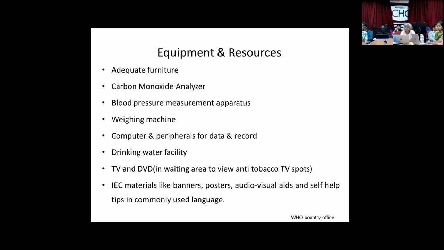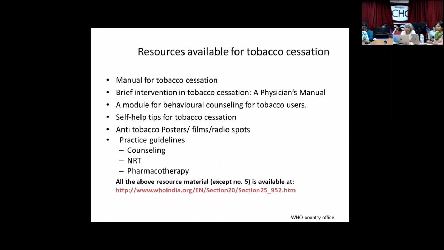You need furniture, a table and chair to sit down in. You need a private space. A carbon monoxide analyzer is useful. An apparatus to measure blood pressure, a weighing machine to do a BMI analysis, a computer to maintain your records, some drinking water facility for the patients. TV would be lovely because you can play the patient spots on tobacco cessation and the advantages of quitting, and other IEC materials are something that you can keep.